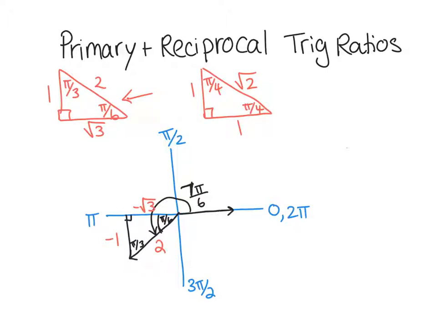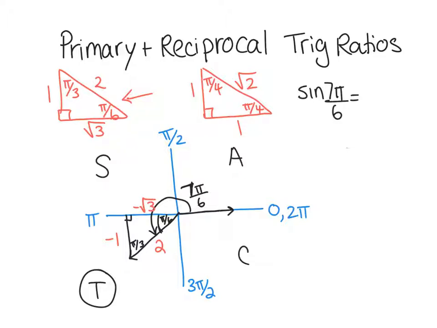Okay, so next step is I have to say what my primary and reciprocal trig ratios are of 7 pi over 6. So starting with sine of 7 pi over 6, just recalling my CAST rule too. Since I'm in quadrant 3, only tan will be positive, or cotangent. So sine of 7 pi over 6 is going to be negative, and that makes sense because if you check it out, we use our related angle of pi over 6, and our opposite side is negative 1, and our hypotenuse is 2.